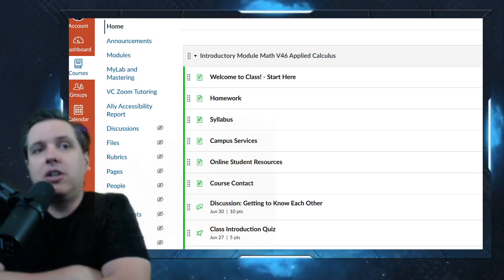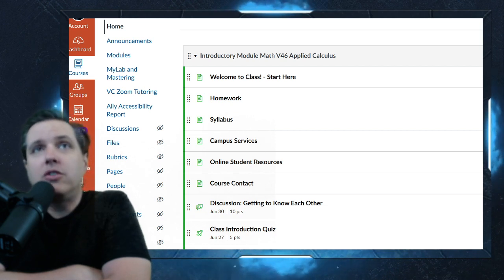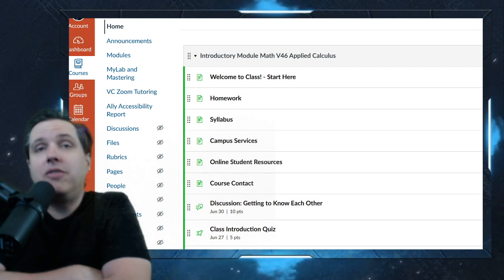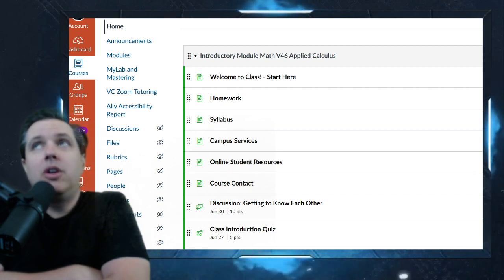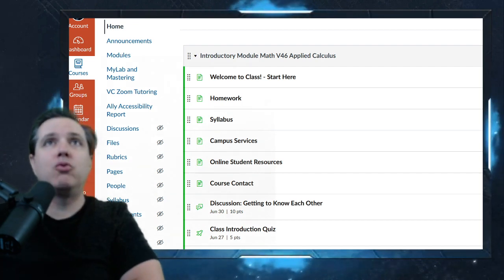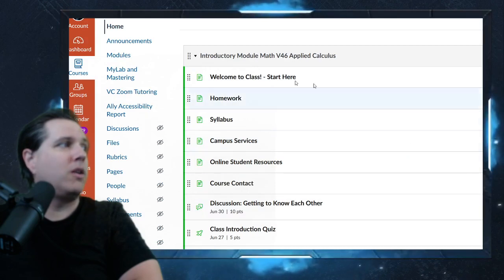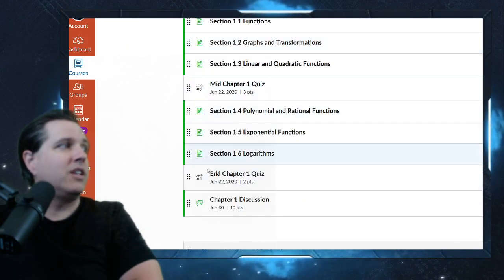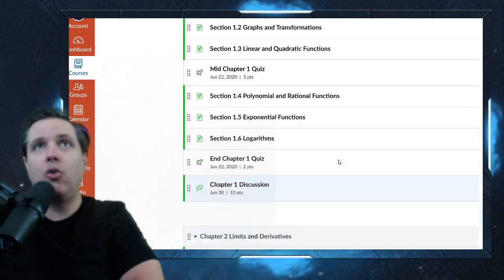You're going to see a bunch of squares, and you have one of those for each course. You're going to click the one that says Math V46, and then you're going to end up in what looks like this right here. You're going to see these modules. A module is a grouping. See how they're separated here? This is one module, this here is another module, and I've got modules for the whole course set up.